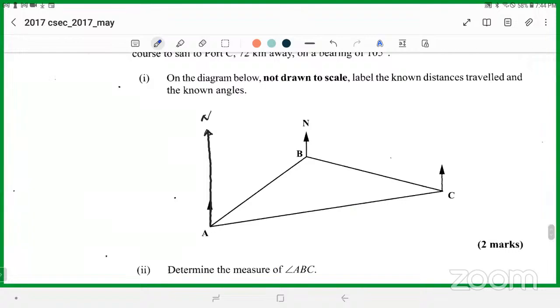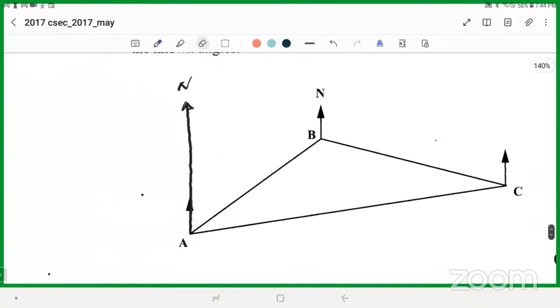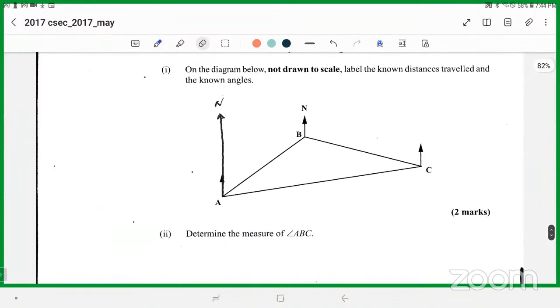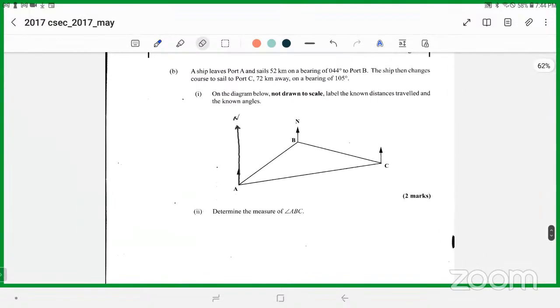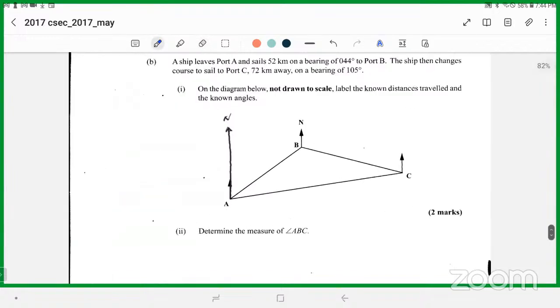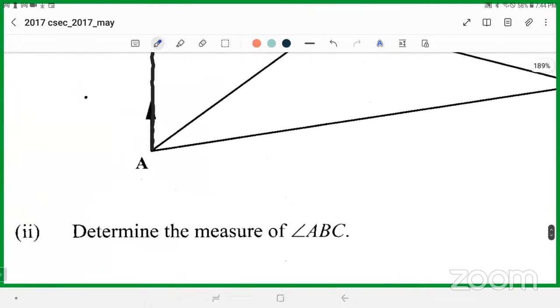All right, so this angle is 44 degrees. 044 is the bearing, but the angle is 44. Did they say to show the bearing on it? No. But it said on the diagram, label the known distances. That's right. Let's put the 044. All right, so this angle is 044 degrees.